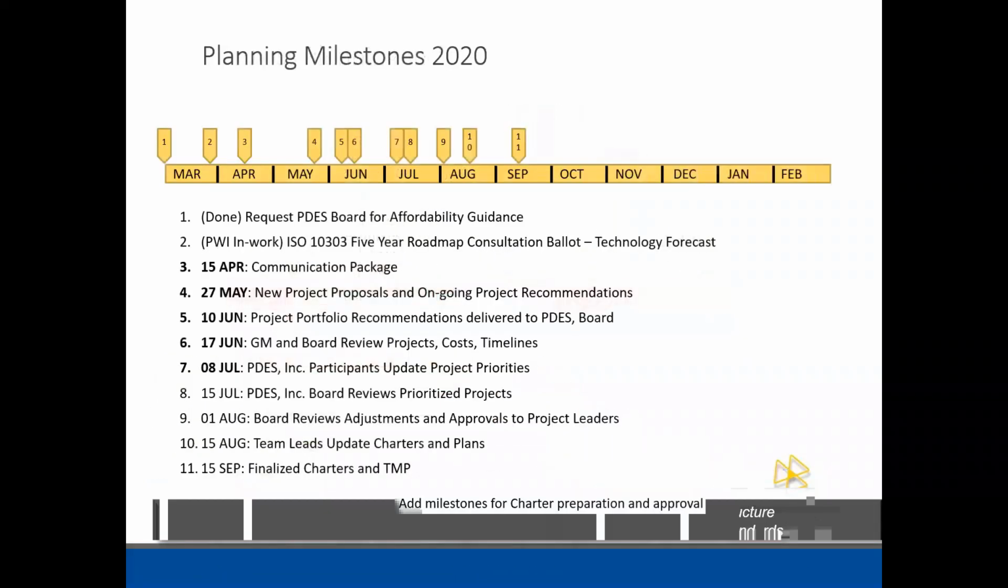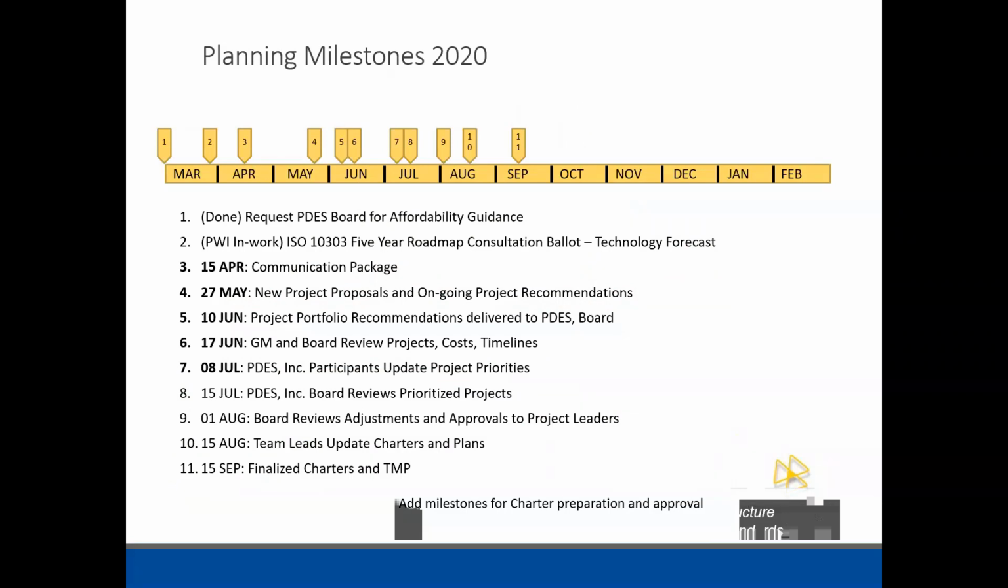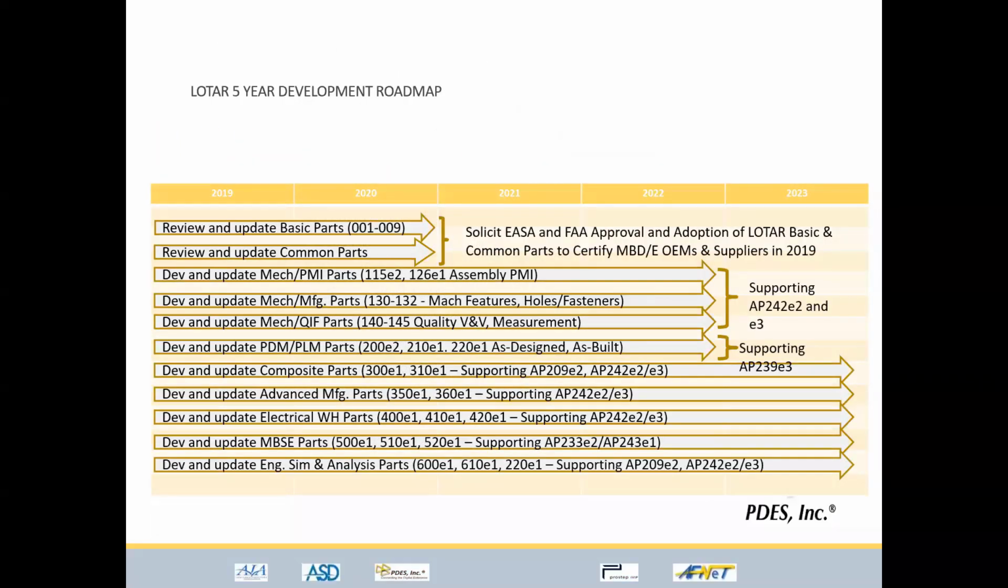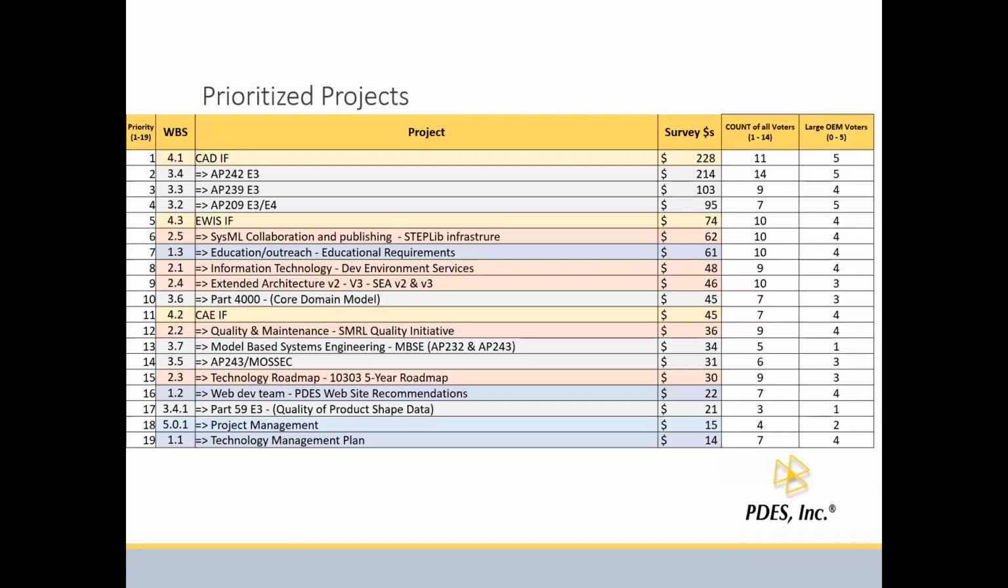I'm going to show you an example. Oh, I got one more slide before the examples. So the planning milestone is set as well. So what was done, number 2 in here, you can see the ISO 10303 5-year roadmap, and then the different entities and the processes and the timeline that it takes. And these are some of the LOTAR's 5-year development roadmap of the specific project. And then this is a list of those priorities based on those projects.